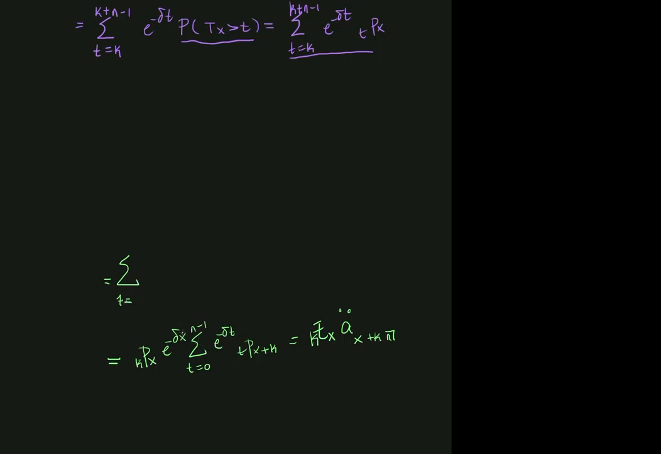Is this supposed to be a k? This is supposed to be a k, sorry. So this is supposed to be a k. So I can start with e to the minus delta k, which I multiply onto e to the minus delta t, which in total gives me e to the minus delta t plus k. And then I have, what do I have? I have kpx multiplied by tpx plus k.